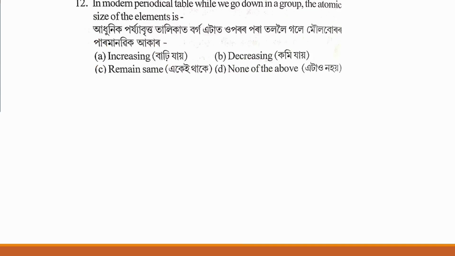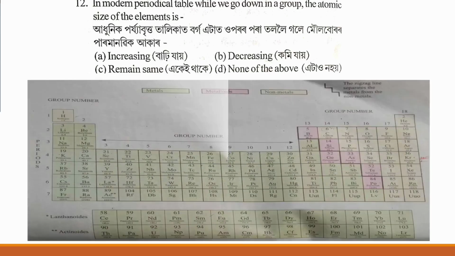In the modern periodic table, while we go down in a group, the atomic size of the element is: A, increasing; B, decreasing; C, remains same; D, none of the above. So dear students, we all know that as we move down a group in the modern periodic table, the atomic size of the elements increases.